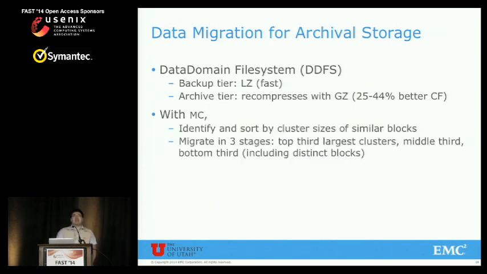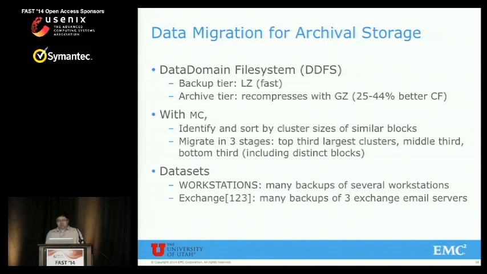When we add migratory compression to the data migration process, we try to identify similar blocks and then compress them into the same compression region. In order to see the different compression factors we get for different cluster sizes of similar blocks, we sort the similar blocks by the cluster size. And then we migrate in three stages. During the first stage, we migrate the top third largest clusters, and then the middle third. And the bottom third includes some distinct blocks.